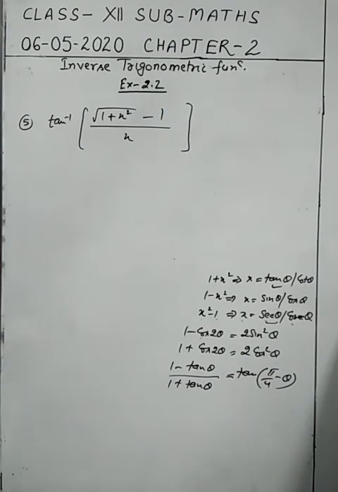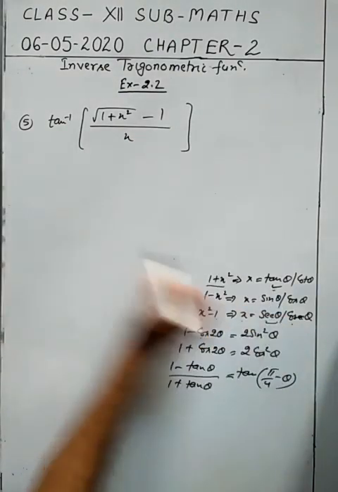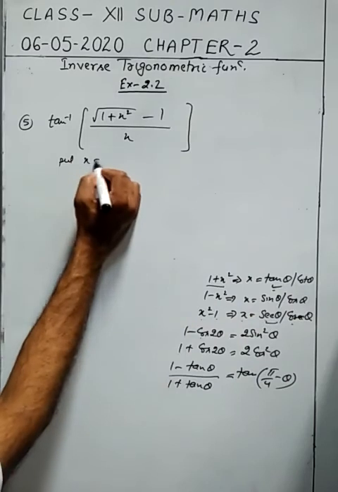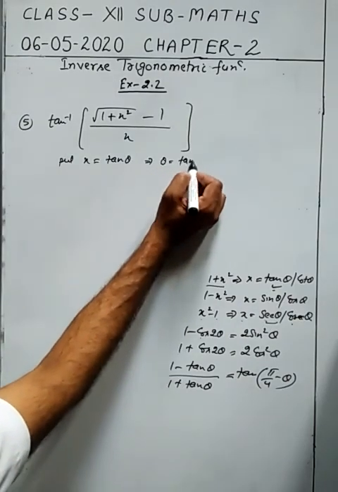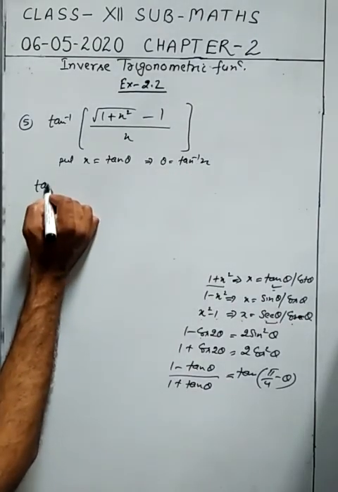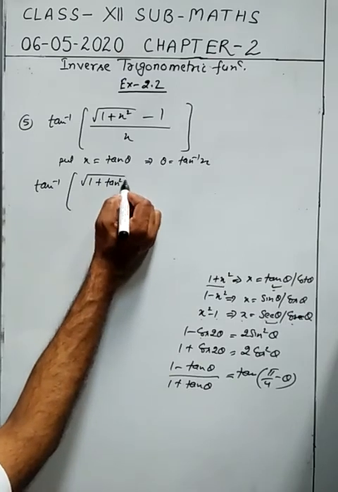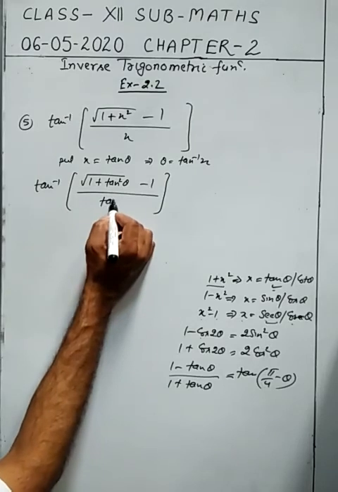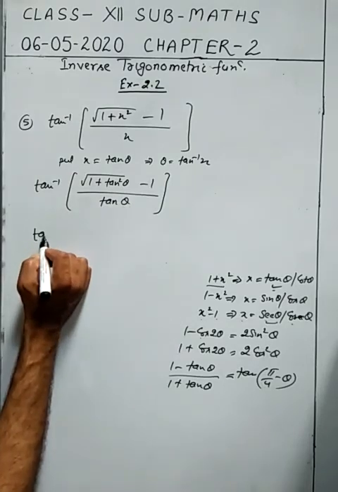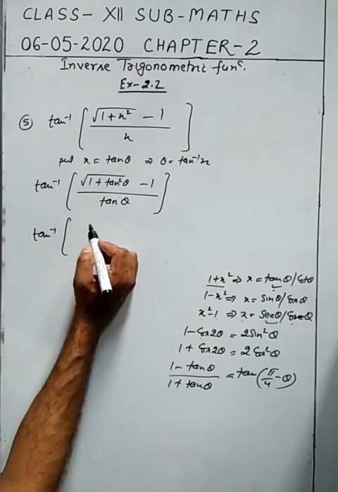Tan inverse under root 1 plus x square minus 1 upon x. Here we see that 1 plus x square is coming. So we will put x equal to tan theta. Put x equal to tan theta. This implies theta equal to tan inverse x. So this is tan inverse under root 1 plus tan square theta minus 1 whole upon x. X is tan theta. Now this is tan inverse under root 1 plus tan square theta is sec square theta.